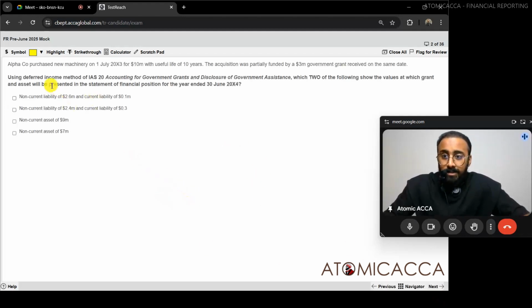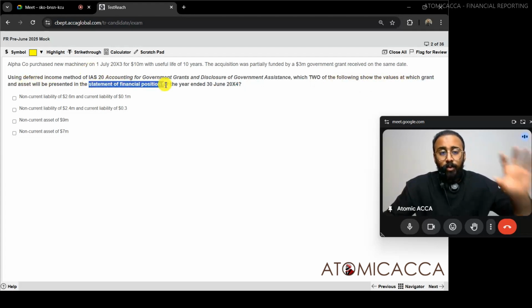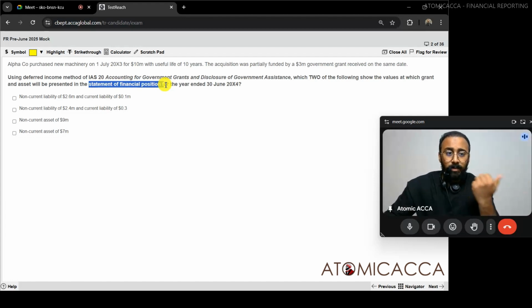Next, using the deferred income method of IAS 20, that is government grant, which two of the following show the values at which grant and asset will be presented in SOFP for year ending 30th June X4. Okay, this is the year ending. We're doing IAS 20. They want the value of the grant and the asset in SOFP. So what happens in the deferred income method? The asset will be at its original value, some depreciation will happen. The grant will be within the liability section and you will have to release it slowly, however the depreciation is being done.